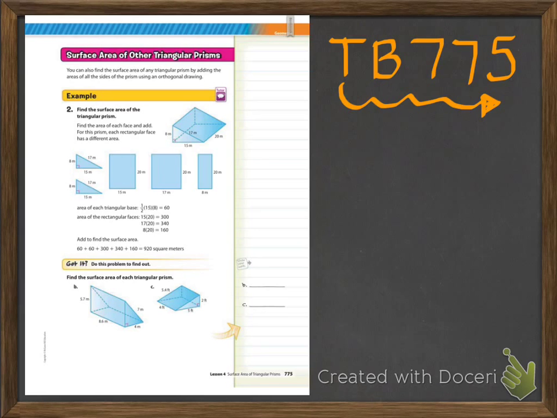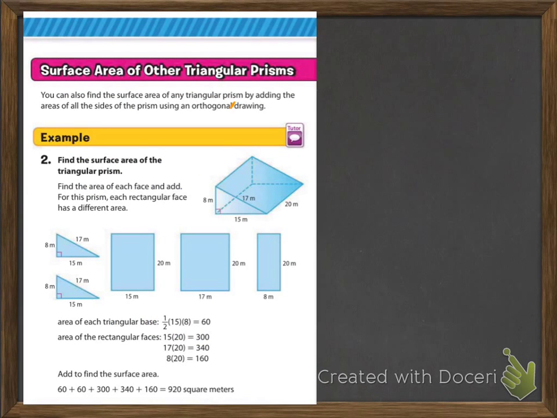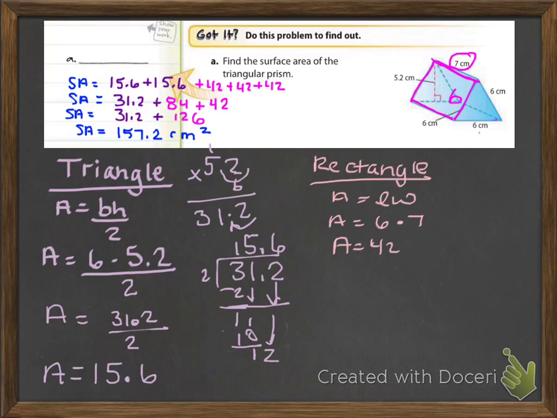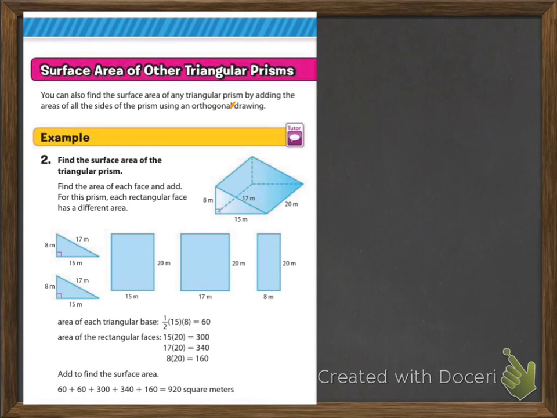So let's go ahead and look at that. On page 775 at the top, it says surface area of other triangular prisms. So what they mean is on these back here that we were looking at, these have equilateral faces, triangular bases. See how this is 6, 6, and 6? That's an equilateral triangle. So now we're going to be looking at triangular prisms that don't have equilateral bases. So now let's go ahead and take a look at that.